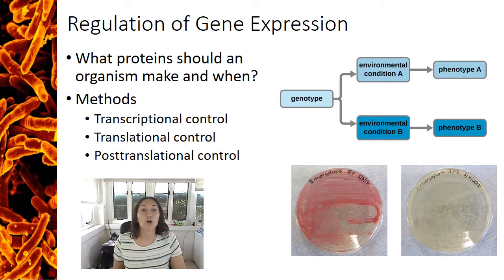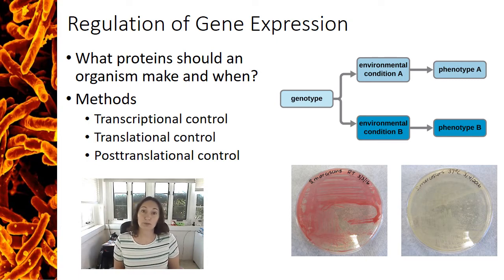We can actually see an example of that when we look at these pictures of Serratia marcescens. This is a bacteria that produces a red pigment, but it only expresses that gene when grown at cooler temperatures, at room temperature. If it's grown at body temperature, 37 degrees Celsius, the expression of that gene stops. So this is regulated by temperature, and we can see that on the plates.